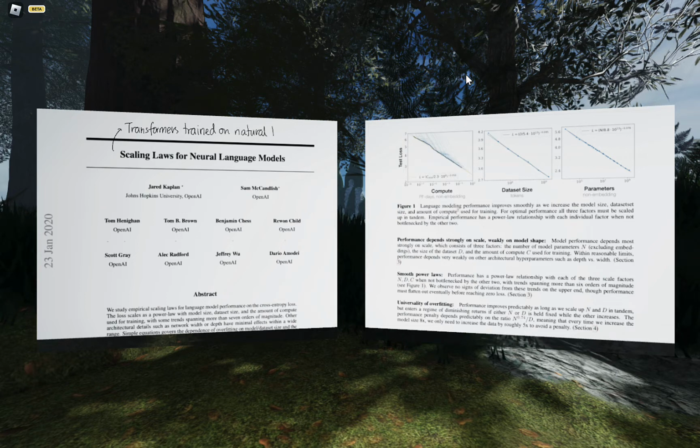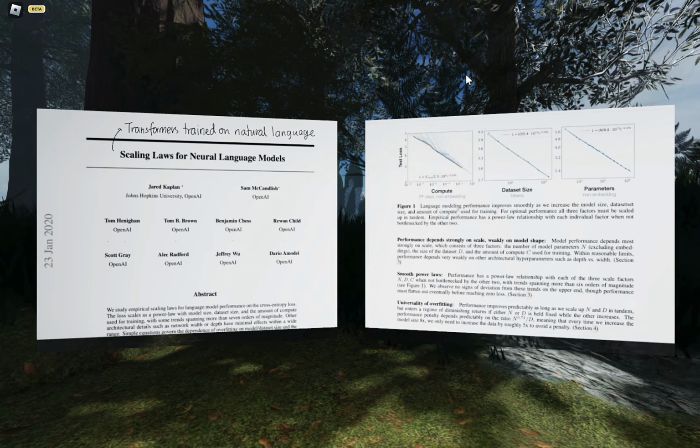What do I mean by trained on natural language? And what is the task? Well, I kind of outlined it briefly just a moment ago. You're given a sequence of tokens, for example, a sequence of parts of words, and your task is to predict the next word. And the relevant loss there is the cross entropy.